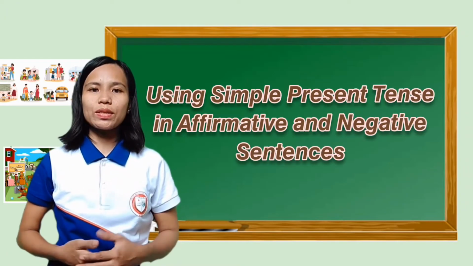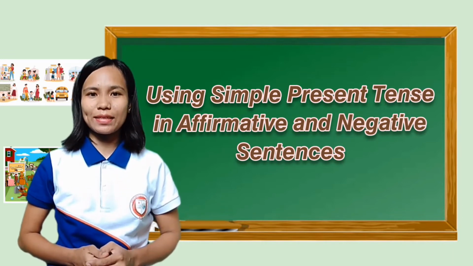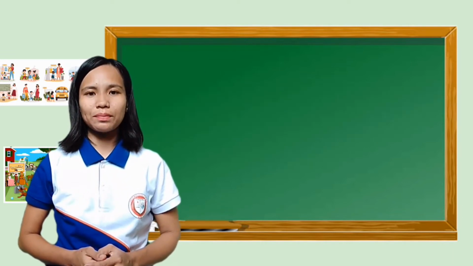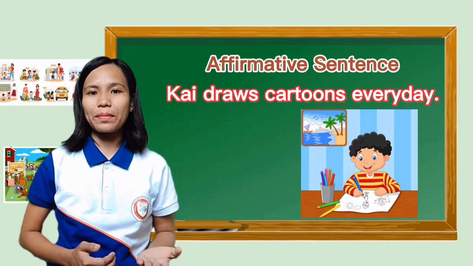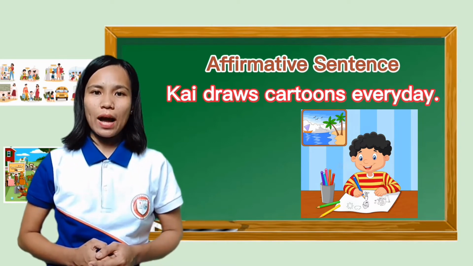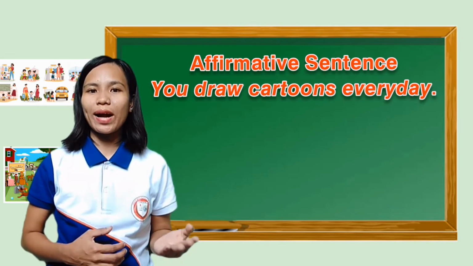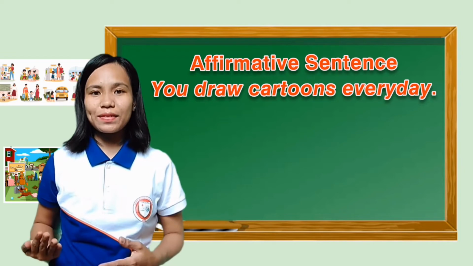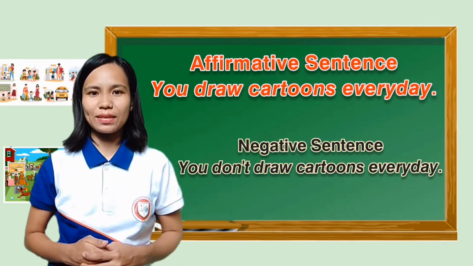We can also use simple present tense in affirmative sentences and negative sentences. For example, Kai draws cartoons every day. It is the affirmative sentence. Now, we're going to turn it into a negative sentence. Kai doesn't draw cartoons every day. In an affirmative sentence, you draw cartoons every day. In a negative sentence, it could be you don't draw cartoons every day.